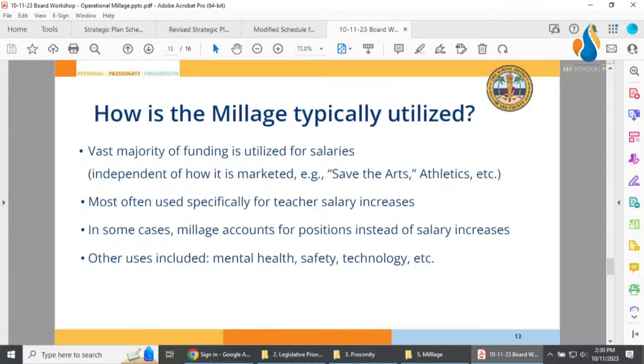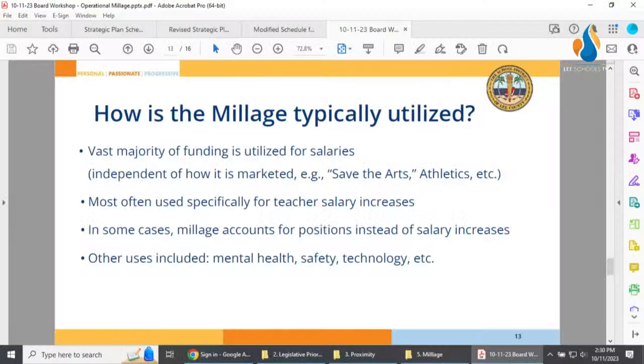Thank you, Attorney Dupuy-Bruno. So in a broad analysis of the operational millage and how it is utilized across the state, far and away the most common use is to enhance salaries, specifically that of teachers as the most predominant case. In most cases, this is just done as an overall salary increase.